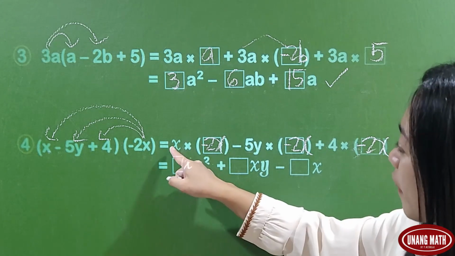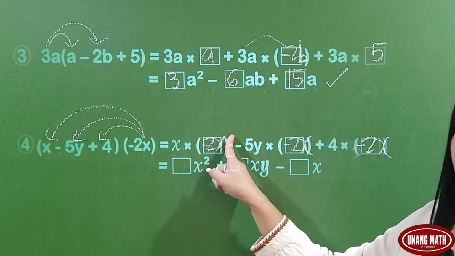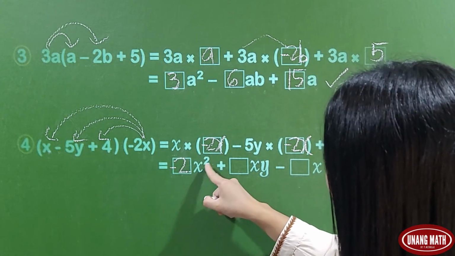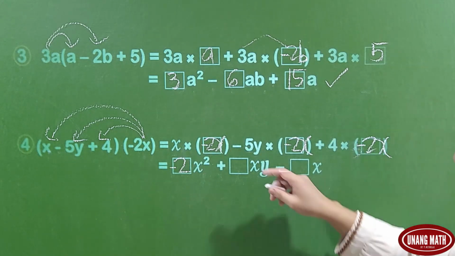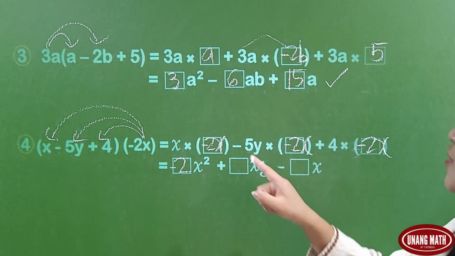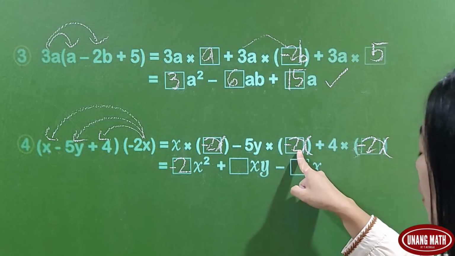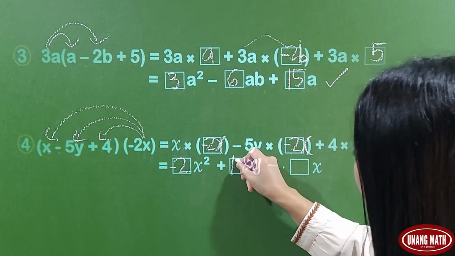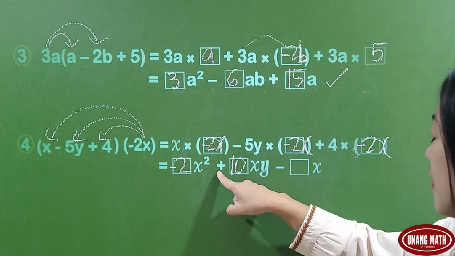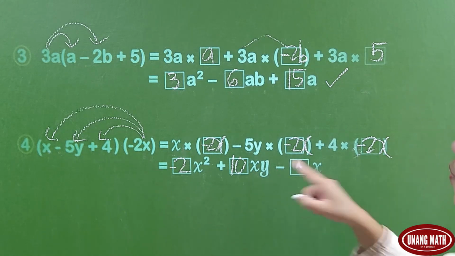Okay, now let's simplify. X times negative 2x, so that would be negative 2x squared. Okay, what about negative 5y times negative 2x? So negative 5 times negative 2, that would be positive 10. So this is 10, and then y times x is xy. So that would be plus 10xy.